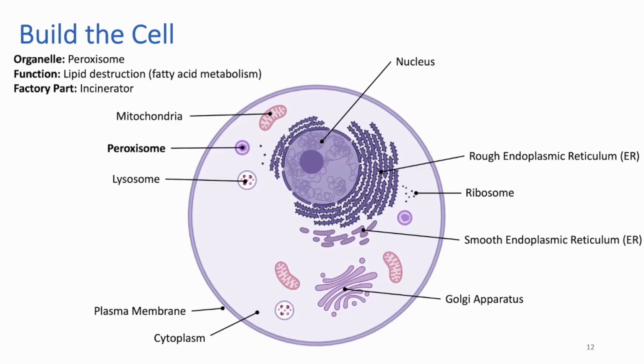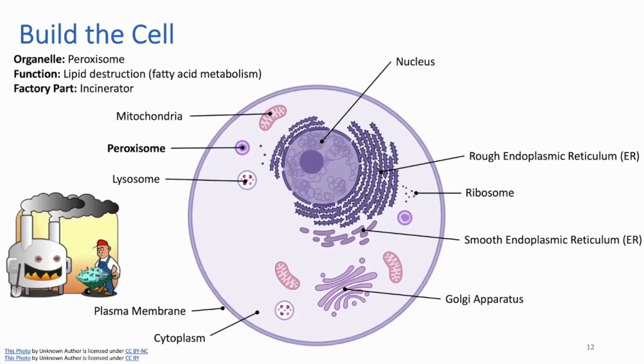Next are peroxisomes. They break down lipids and is where fatty acid metabolism occurs, which provide a source of energy. You can think of this as an incinerator, where fatty acids or candy wrappers are broken down to be used for energy.